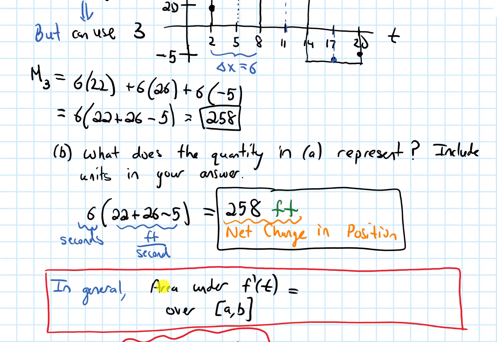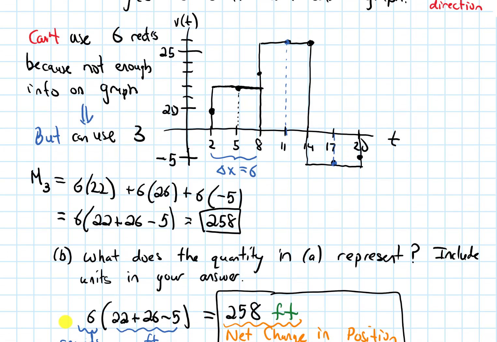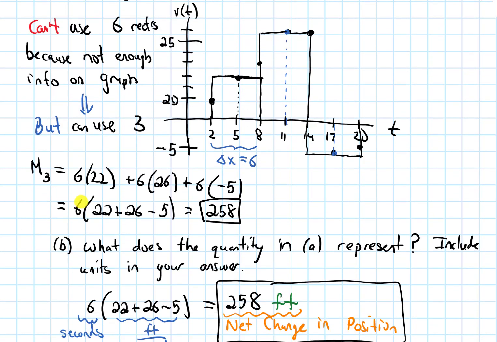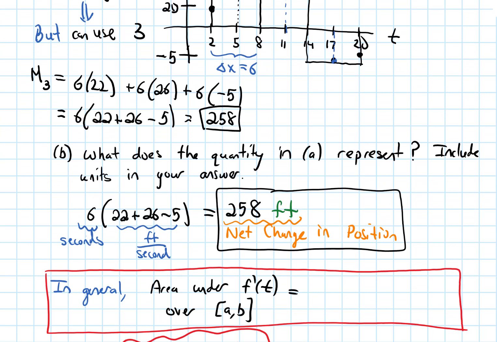So in general, when we find the area under a derivative graph over the interval from a to b, and it turns out this is a derivative graph because velocity is the derivative of position, which we usually write as s. So this is s prime of t, it's the derivative of position. So what we're actually estimating is the area under a derivative graph, and it turns out the area under a derivative graph represents the net change in the original function f from t equals a, the starting time, to t equals b, the ending time.